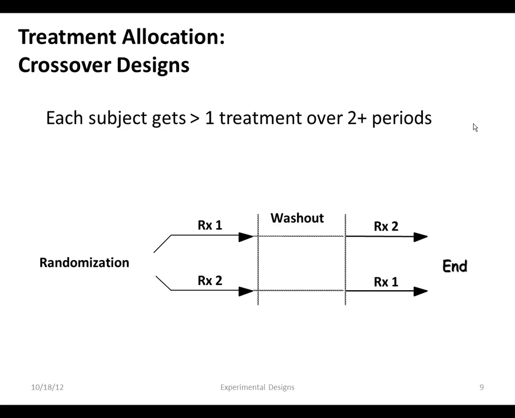So you see here in the schematic that after randomization, one group gets treatment 1, one group gets treatment 2. They then stop and have what's called a washout period, and then group 1 gets the second treatment and group 2 gets the first treatment. That's again a very efficient study design because individuals can act as their own controls.